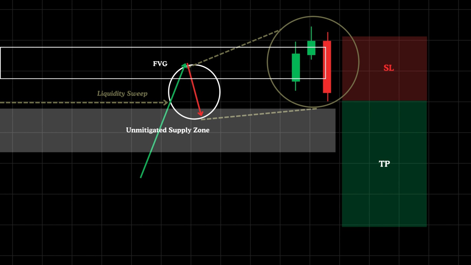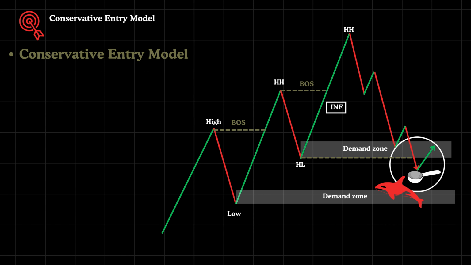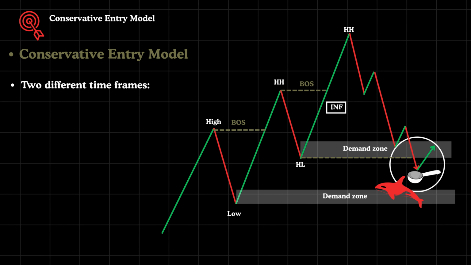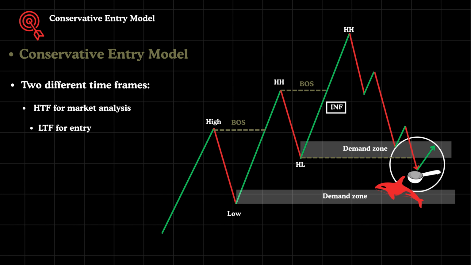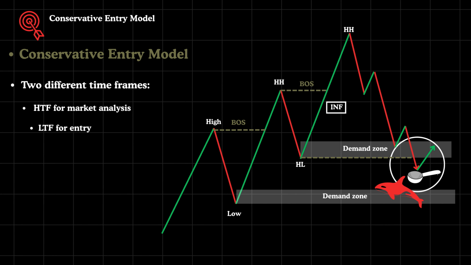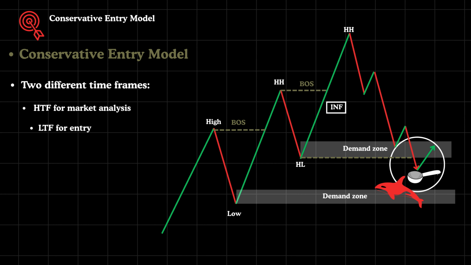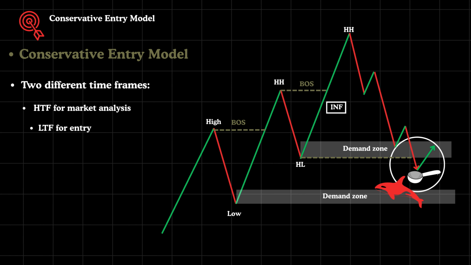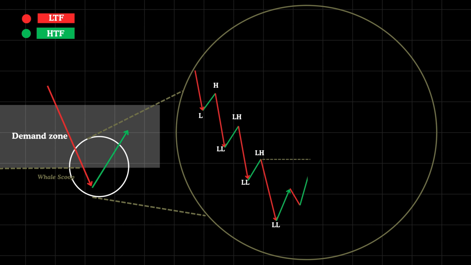Now, let's break down the conservative entry model and how it fits within the whale scoop strategy. In the conservative entry method of the whale scoop strategy, we utilize two distinct time frames, a higher time frame for market analysis and a lower time frame for entry confirmation and order execution. To apply this method effectively, we first identify a valid whale scoop pattern on the higher time frame. Once confirmed, we then shift to a lower time frame to wait for precise entry signals and structure shifts before placing our trade.